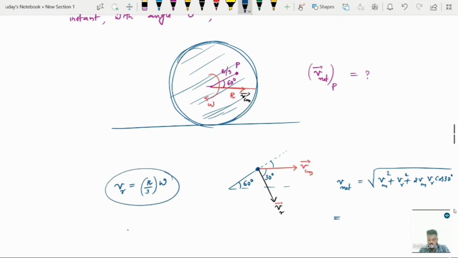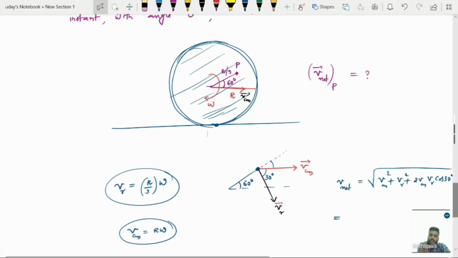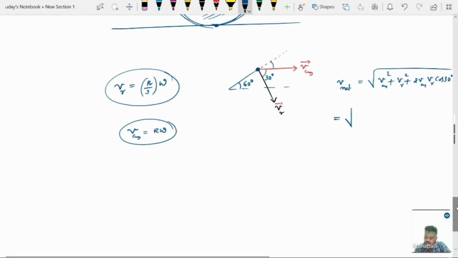omega. And we know that it is in pure rolling, so VCM is equal to r omega. The velocity of the center of mass will be equal to r omega, because that is the condition for pure rolling. But due to rotation of the body, that particular point P has a tangential velocity equal to r by 3 into omega. So if you substitute it, root over (r omega) whole square plus (r omega by 3) whole square plus 2 times r omega by 3 into cos 30, which is root 3 by 2.